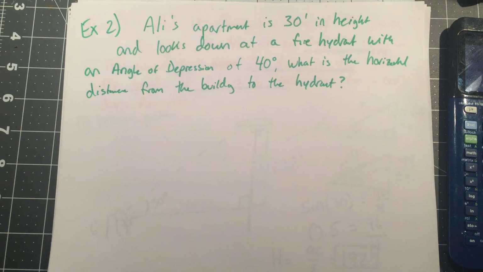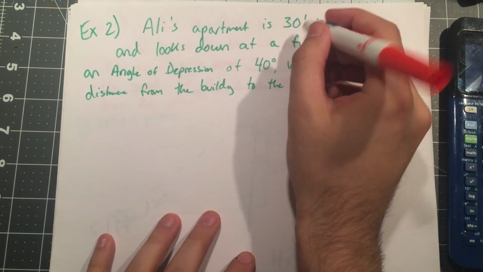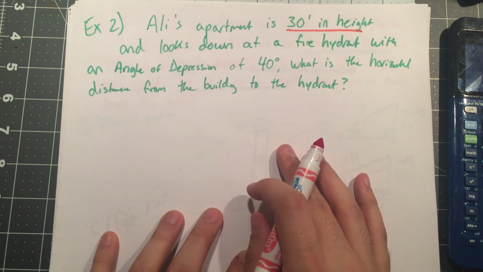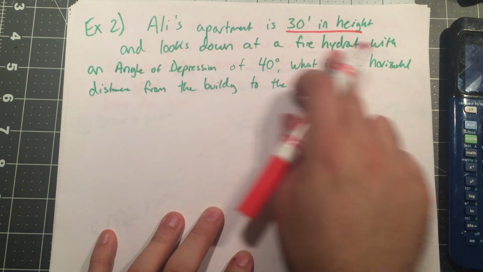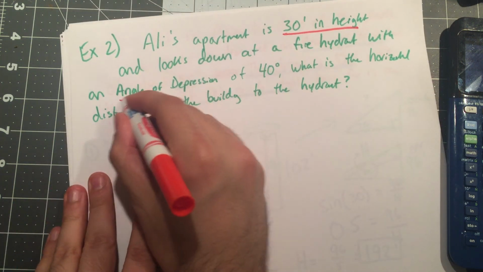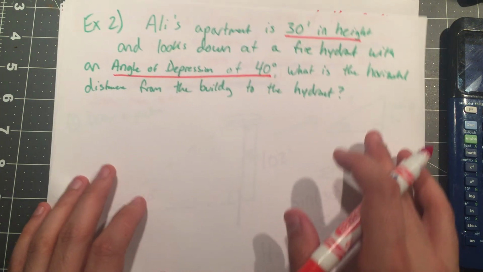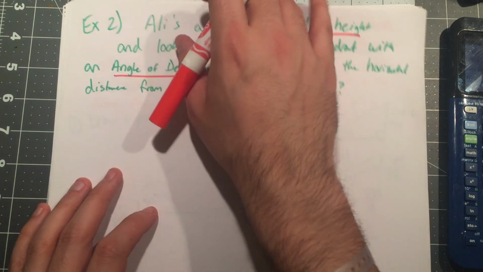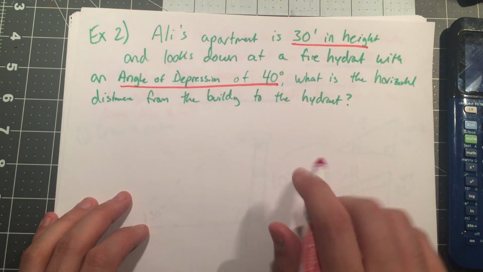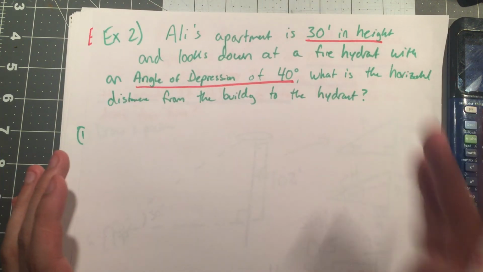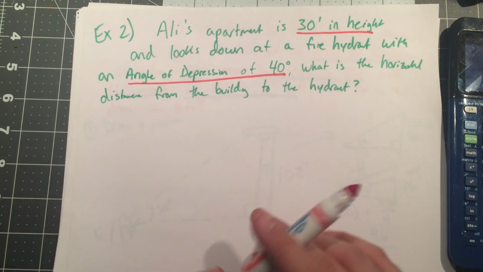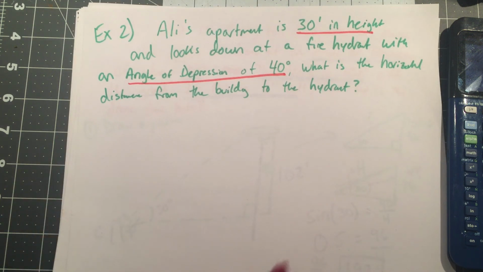Let me grab a color and we'll start marking it up. So the apartment is 30 feet in height. We have looking down with an angle of depression of 40 degrees. I'm always looking for an angle of depression or elevation. If I don't have that, I'm probably solving for it. And then that's it. What is the horizontal distance? This is another great time to draw a picture.